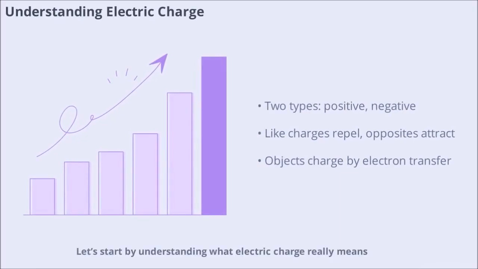Electric charge is a property of matter that causes it to experience a force when placed in an electric or magnetic field. There are two types of charges, positive and negative. Like charges repel each other while opposite charges attract. This is why a charged balloon can stick to a wall or why a comb can pick up small pieces of paper. Objects become charged by gaining or losing electrons, and this transfer can happen through friction, contact, or induction. These simple interactions are at the heart of many phenomena we see every day.